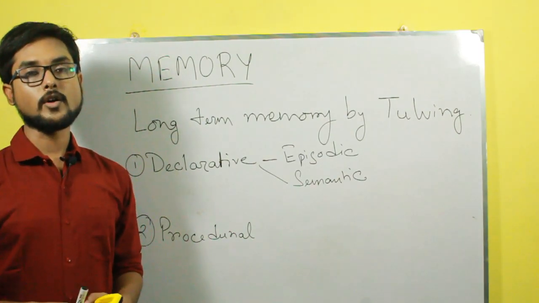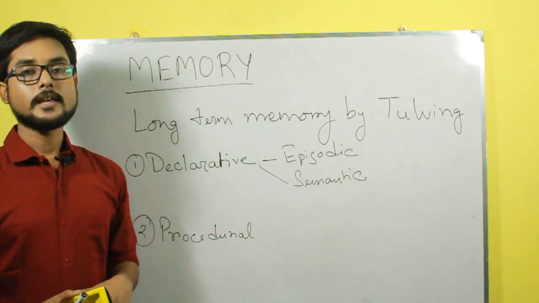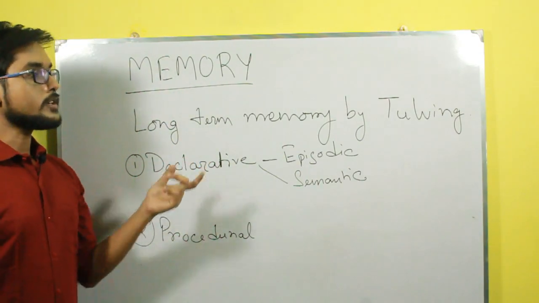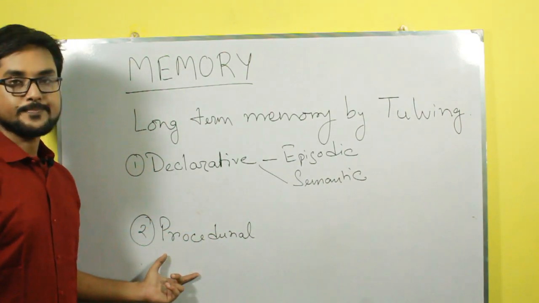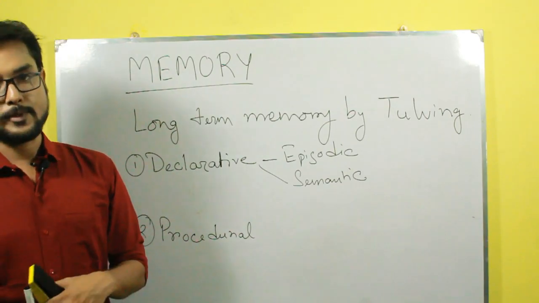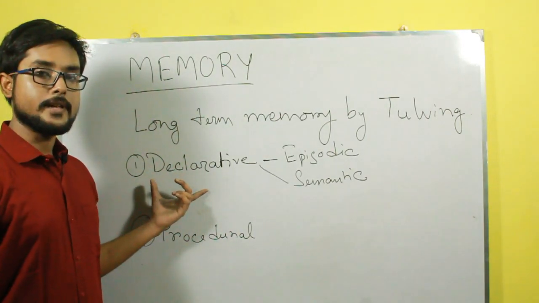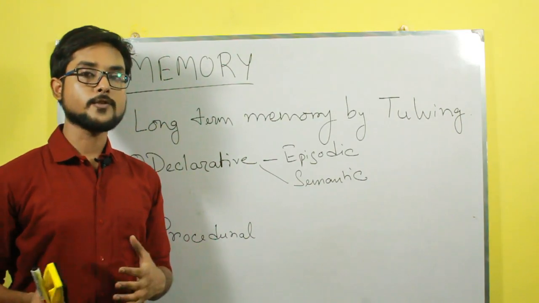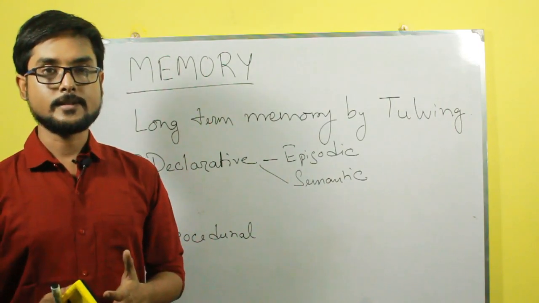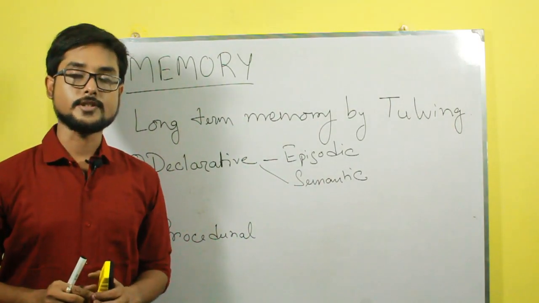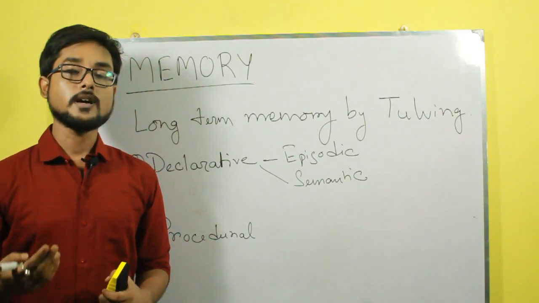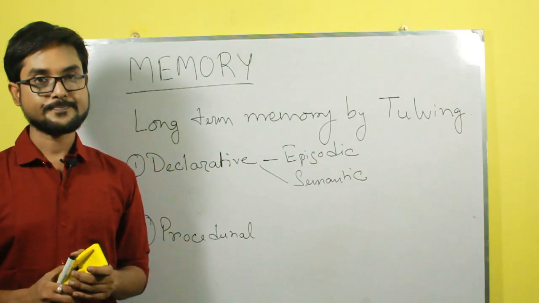Now let us discuss different types of long-term memory given by Tulving. According to Tulving, the long-term memory has two types. One major type of long-term memory is the declarative memory. The declarative memory can store factual information, the information regarding the world, the facts or events. For example, if we ask the question, when did India get its independence? The answer that we give comes from the declarative memory.